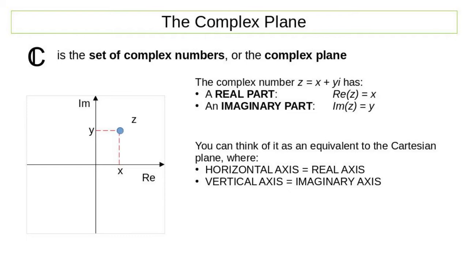To represent the complex plane, you can think of it as equivalent to the Cartesian plane, where the horizontal axis is the real axis and the vertical axis is the imaginary axis. So, our complex number z will have coordinates x and y on the complex plane, as you can see in the figure on the left.